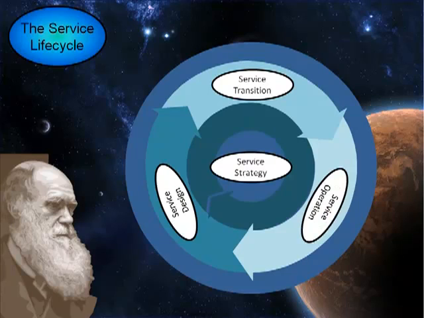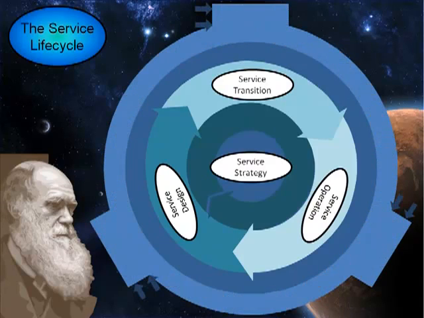Service operation is really about maintaining the status quo. It's about providing day-to-day support, doing ongoing maintenance, and keeping the service up and running. And if something goes wrong, we'll support the user. So what's missing? There's one part missing, and that part is called continual service improvement.